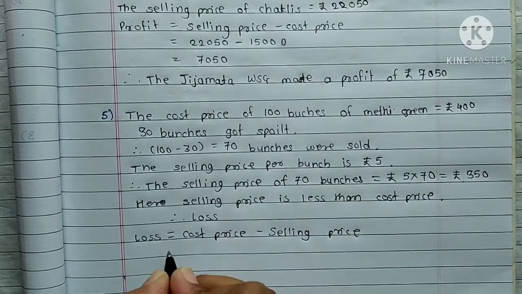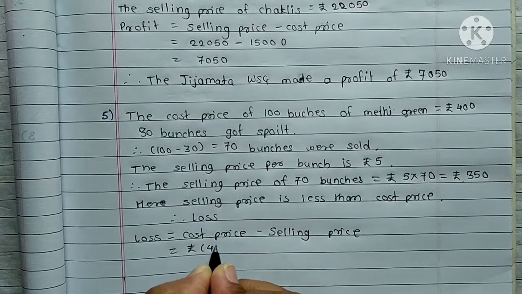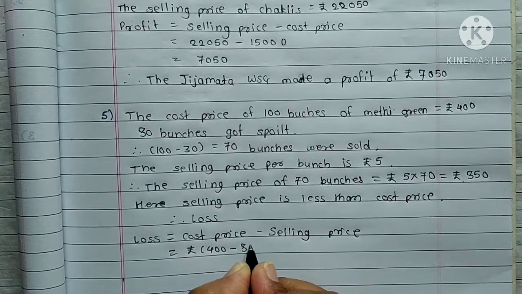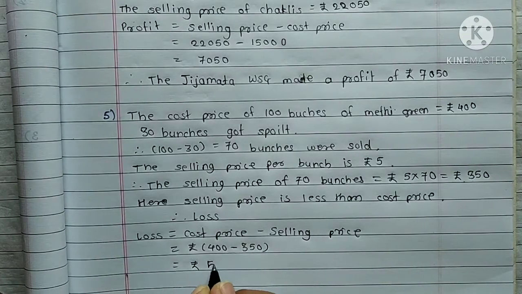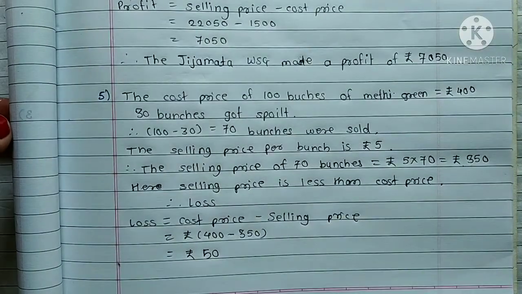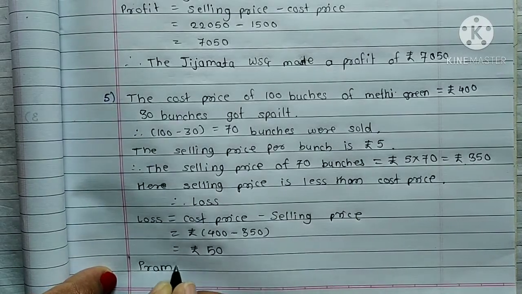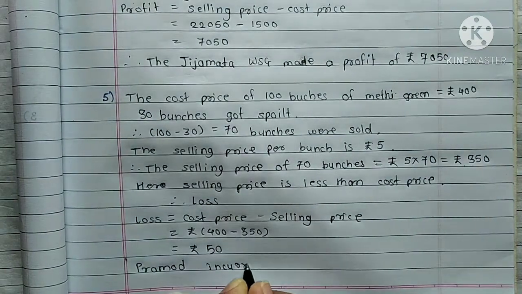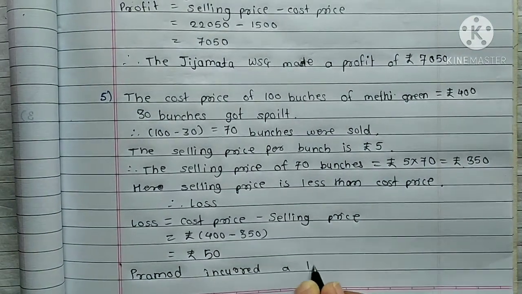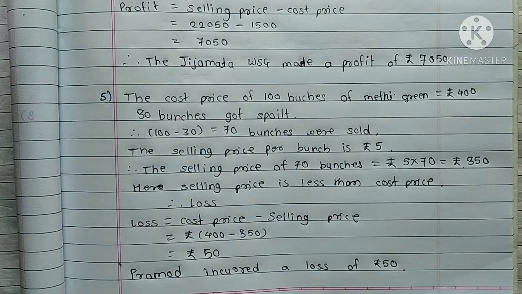Now substitute values. Cost price equal to 400 minus selling price is rupees 350. After subtraction you get rupees 50. So Pramod incurred a loss of rupees 50. Okay. Now see next example.